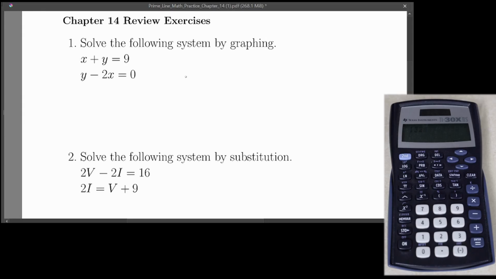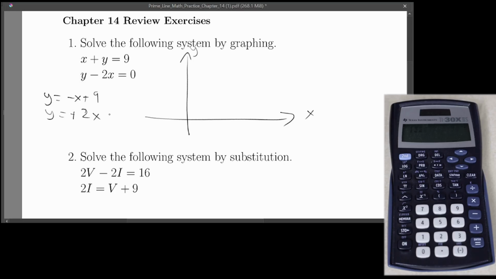Okay, so on this first problem, they are asking us to solve the following system by graphing. Now realize if we were wanting to graph this properly, we'd generate some graph paper and get a little bit more precise. But we're going to use just an x and y graph. We're going to rearrange these equations into slope-intercept form so that we get y equals negative x plus 9 for our first equation, and y equals positive 2x for our second equation.